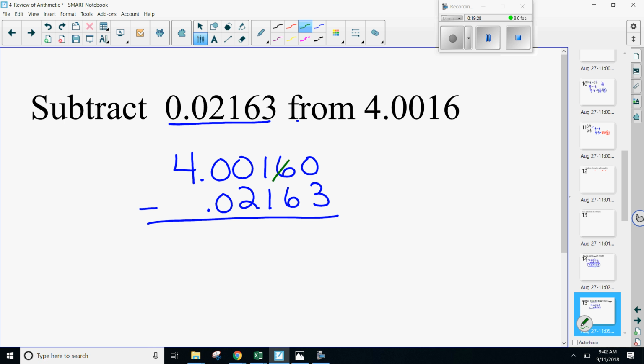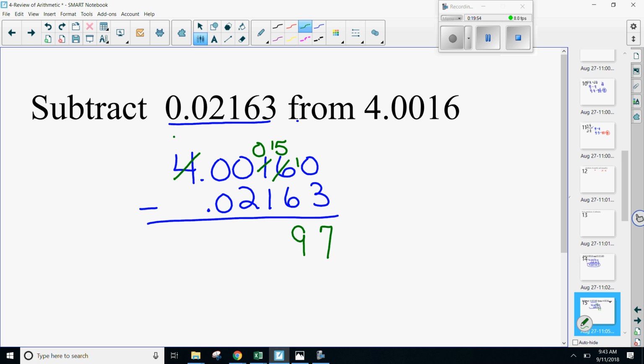0 minus 3, you're going to have to borrow. The 6 becomes 5. 10 minus 3 is 7. 5 minus 6 you can't do, so the 1 becomes 0. The 5 becomes 15. 15 minus 6 is 9. 0 minus 1, you can't do that. You can't borrow from 0. You can't borrow from another 0, so what do you do?